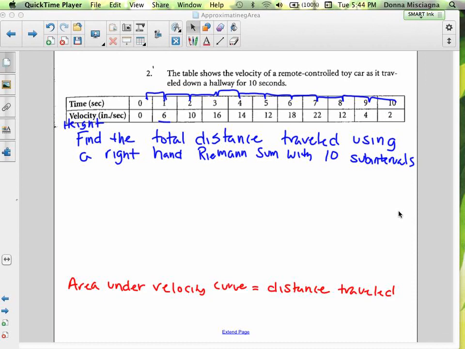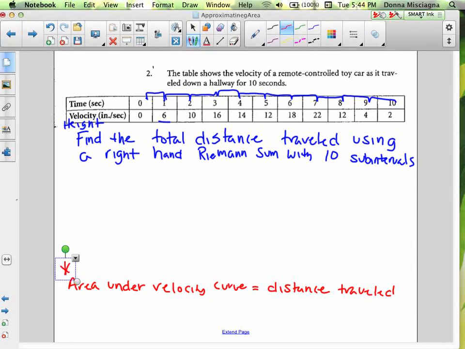Welcome. Let's do a problem involving velocity. The table shows the velocity of a remote-controlled toy car as it travels down a hallway for 10 seconds. I think this one is in your notes. I hope it's in your notes because this is a good question, and I do want you to add this to your notes.